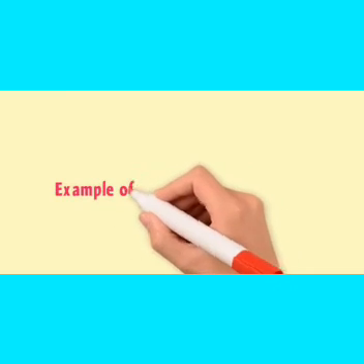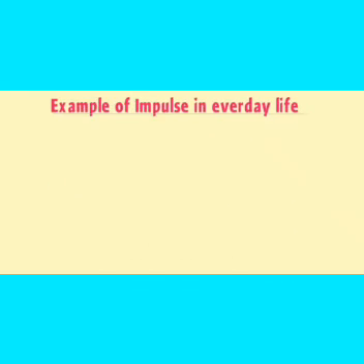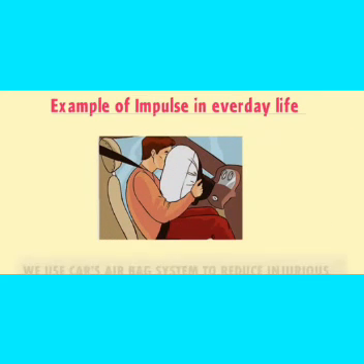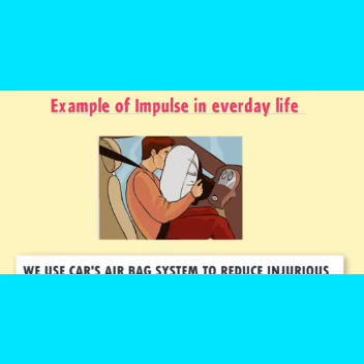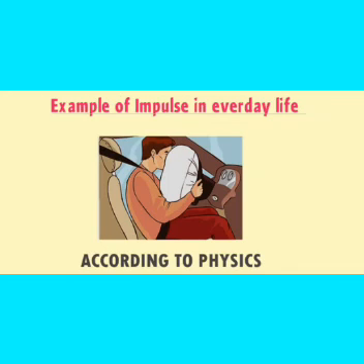At last, let me teach you one important example of impulse in everyday life. It is the car's airbag system. We use the car's airbag system in order to reduce the damage or injuries of the passenger or driver during an accident or collision. Now let me explain it according to physics.